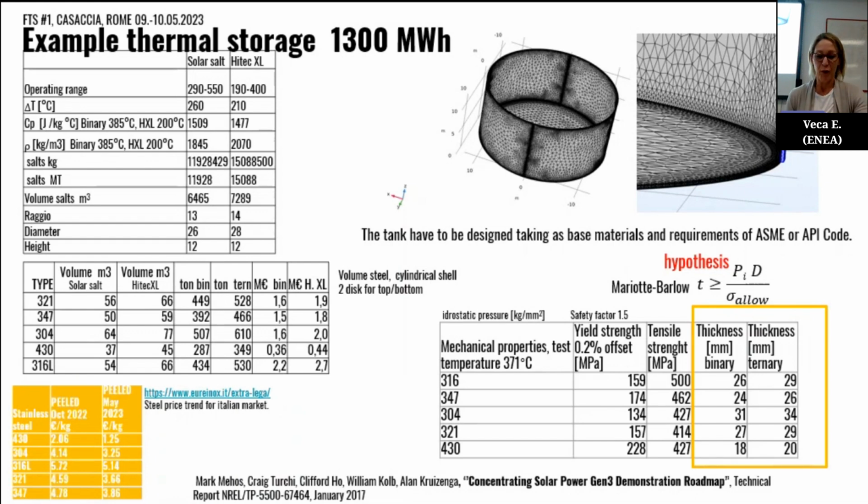Because to design a tank, you have to respect the requirements of the ASME or the API code, okay? This is simply an example. Using Mariotte-Barlow, I roughly estimate the thickness of the tank. You see the results for the binary and the ternary. To this value, normally you have to add or consider the extra thickness for corrosion, but this is also normally included in the code that you are following.